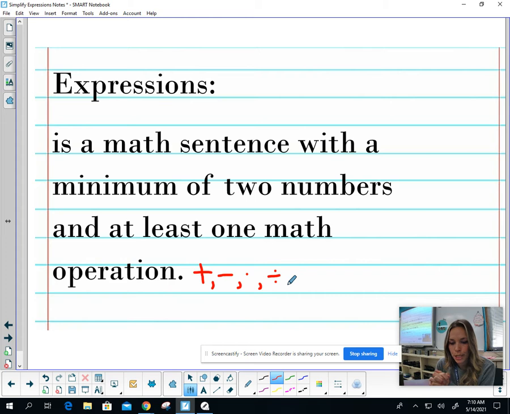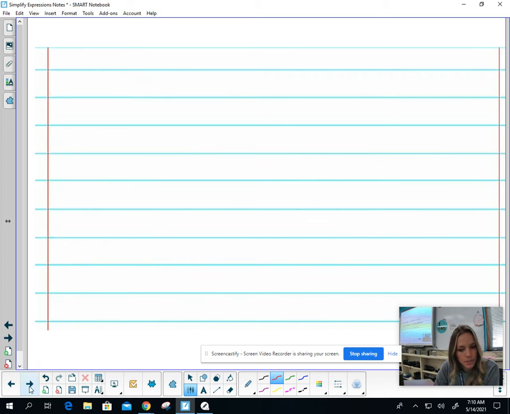The big thing is an expression does not have an equal sign, which is why our I can statement says I am going to simplify. We are not solving. As you're taking notes, notice my words are on each line. I don't need to take up a ton of space on the page for one vocabulary word. All right, let's jump into some examples.